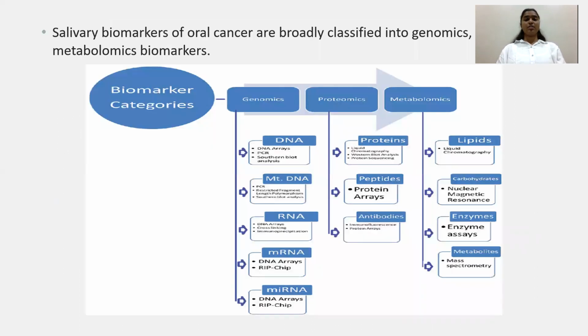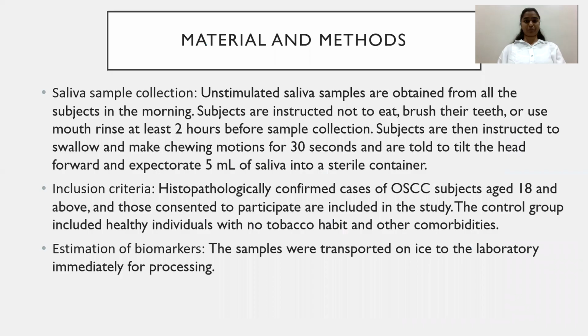Salivary biomarkers are classified into genomics, which includes DNA and RNA, proteomics, which includes proteins, peptides, and antibodies, and metabolomics, which includes lipids, carbohydrates, enzymes, and metabolites.